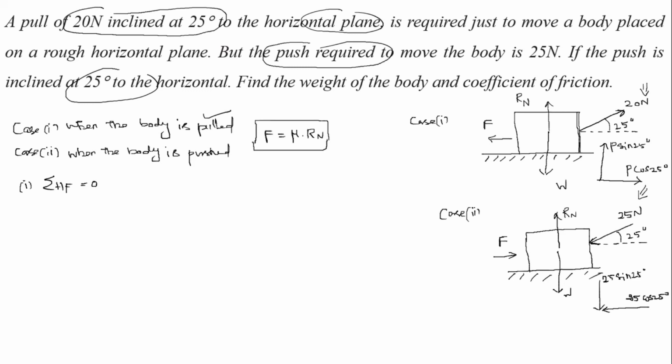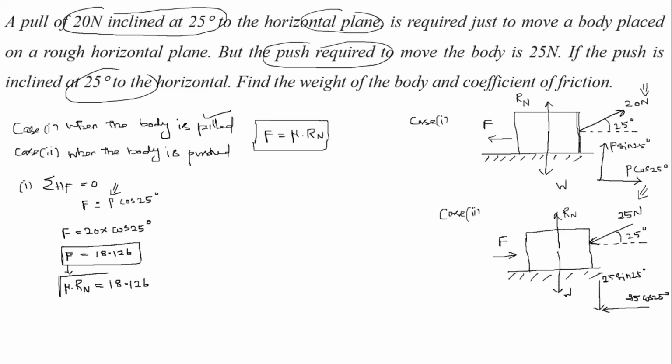So, sum of horizontal forces is equal to 0. F is equal to P cos 25 degree, where P is the pulling force 20. So, F is equal to 20 into cos 25 degree, which is 18.126. So, this is one equation. We can substitute mu into Rn instead of F, so mu into Rn is equal to 18.126. This is equation 1.